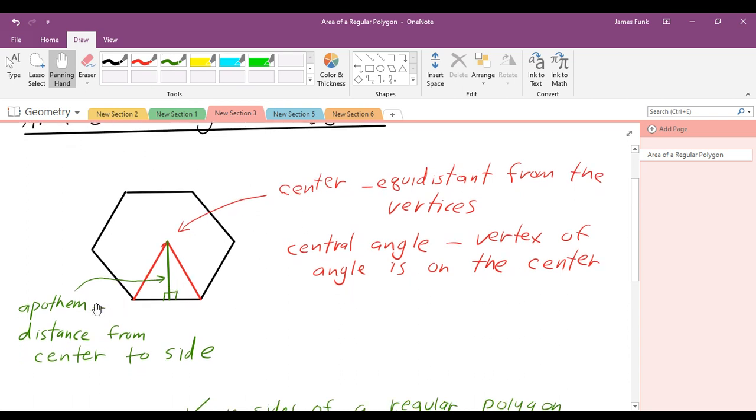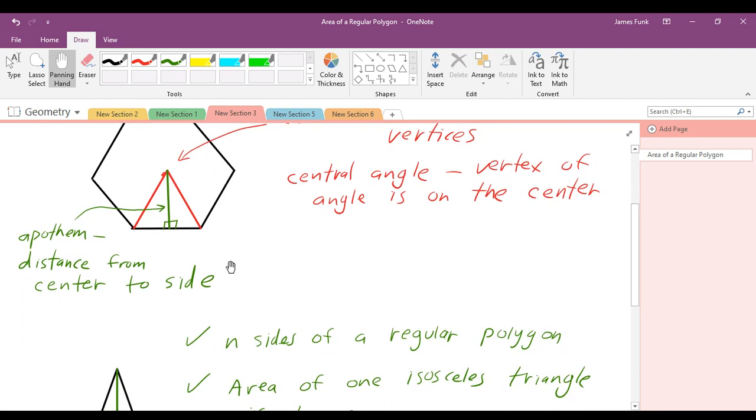Here's a new word for us, apothem. So the apothem of a regular polygon connects the center and is the distance from the center to the side of the polygon. So that apothem right there is green, and it goes from the center and is perpendicular to the side of that polygon. That's called the apothem. It's the distance from the center to the side.